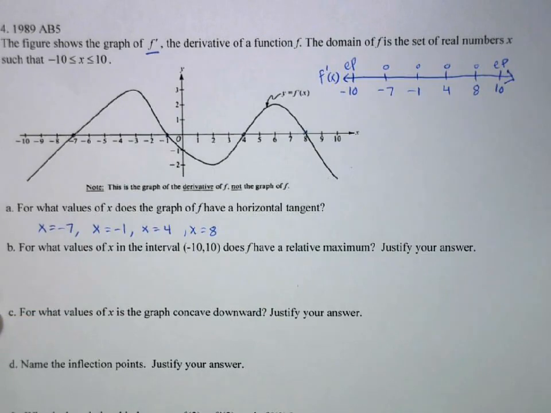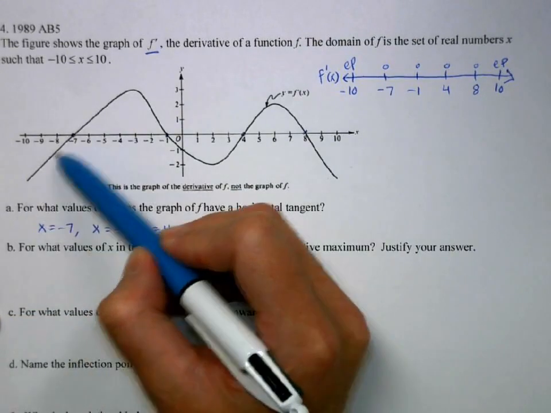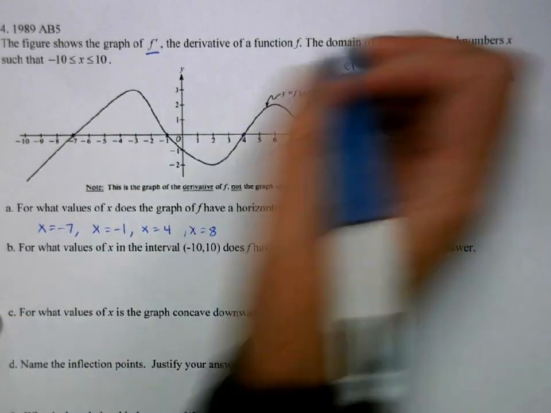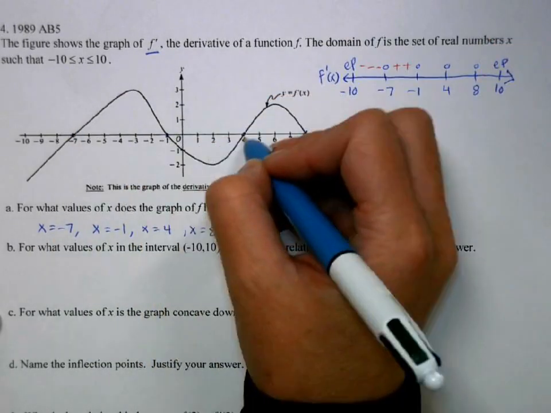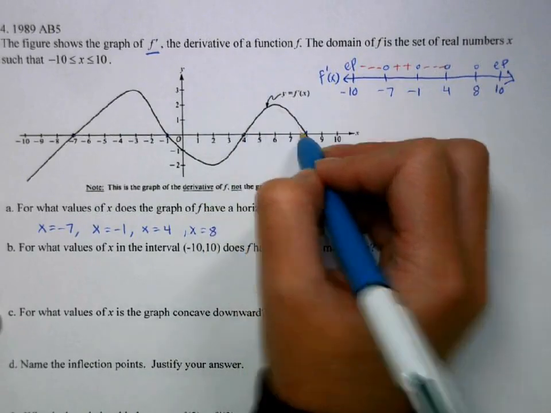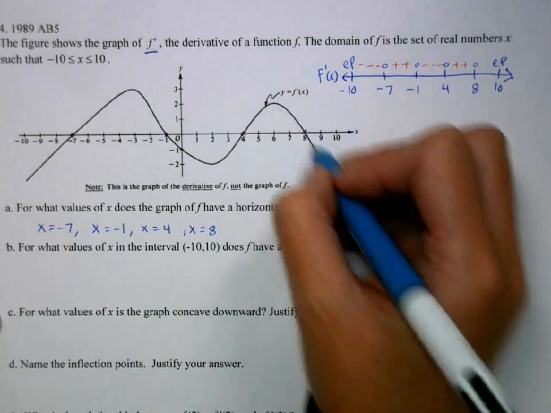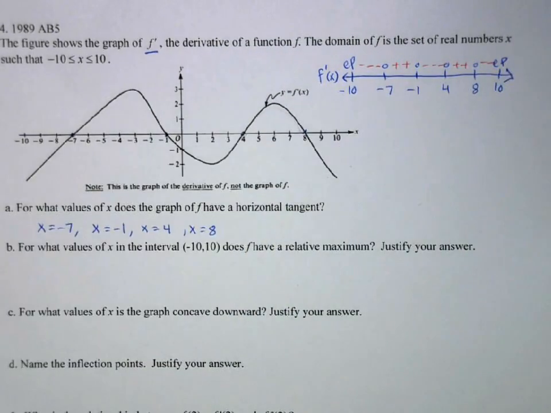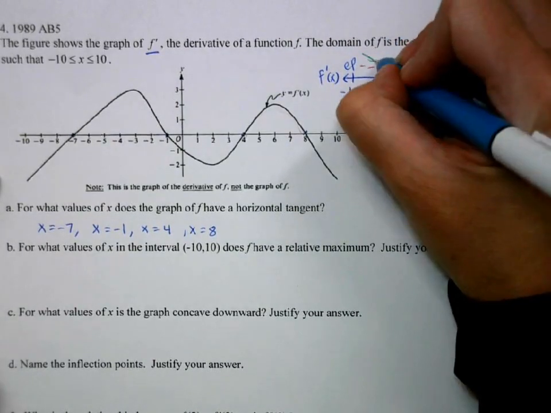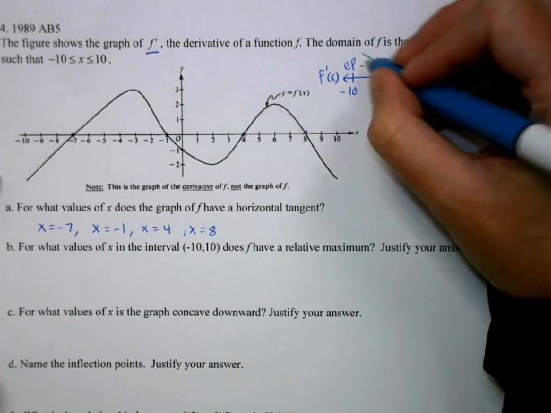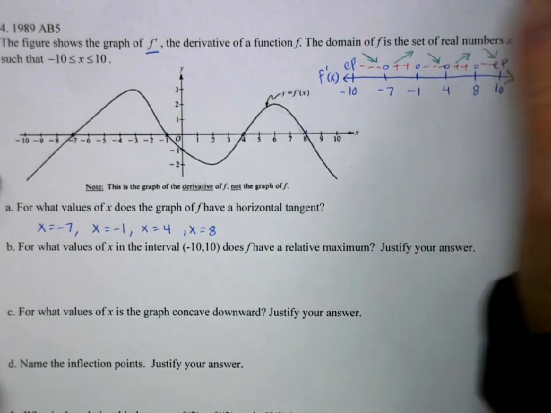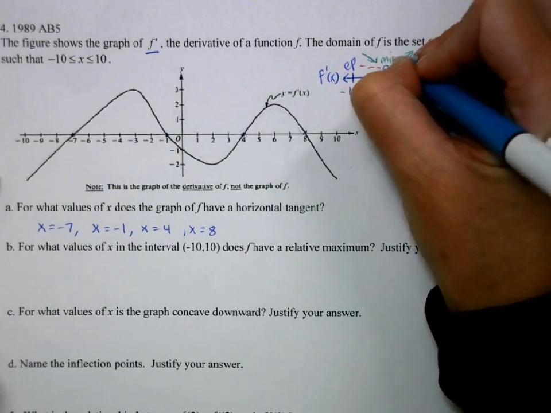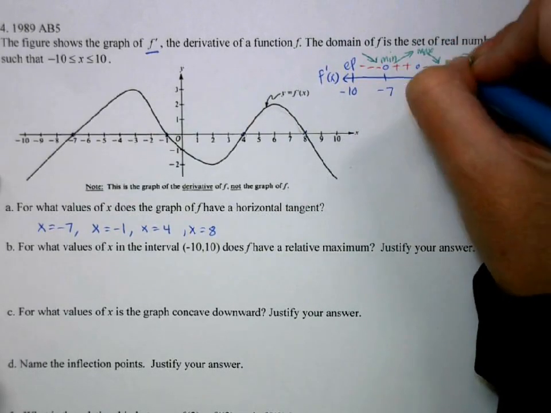So it is negative here, positive here, negative here, and positive and negative. So the graph of f, which we do not have in front of us, is negative, positive, decreasing, increasing, decreasing, increasing, decreasing. So we have a minimum here, a maximum here, a minimum here, a maximum here.